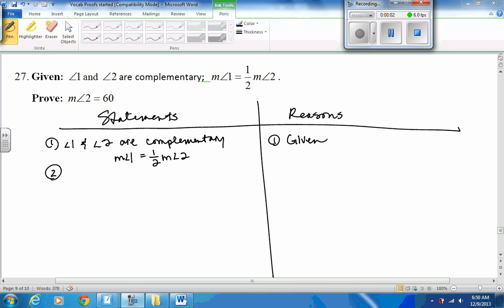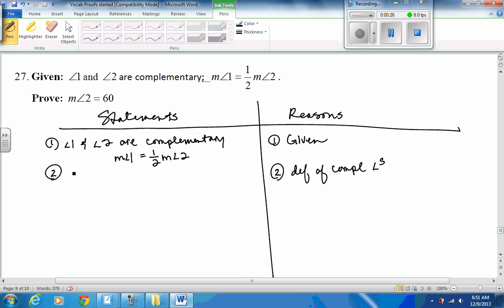Okay, you're watching the last problem from this particular packet. What are we given? Well, our vocab word is complementary. So what does it mean to be complementary? Do you have any theorems with that? Definition of complementary is what we had in our sheet. So by definition of complementary, we were able to say what it means to be complementary and set it up.